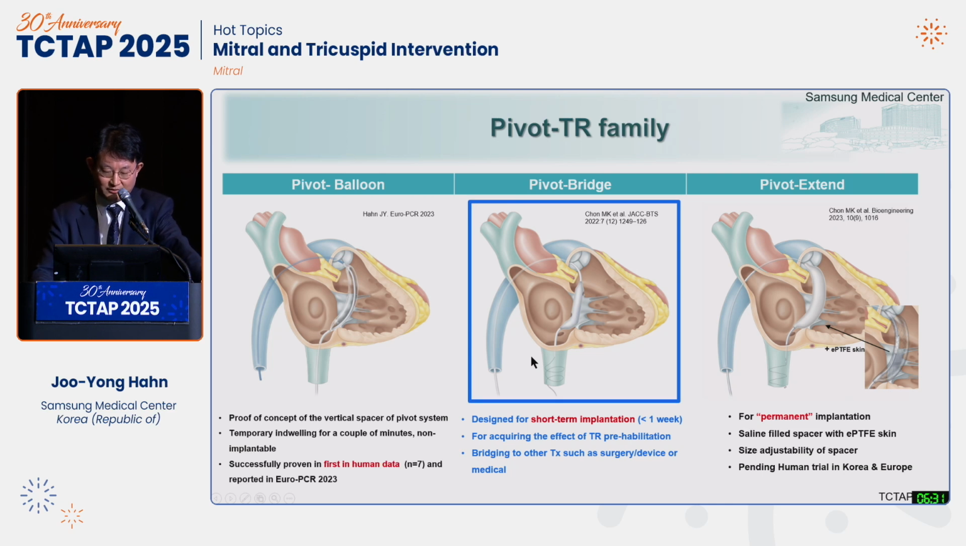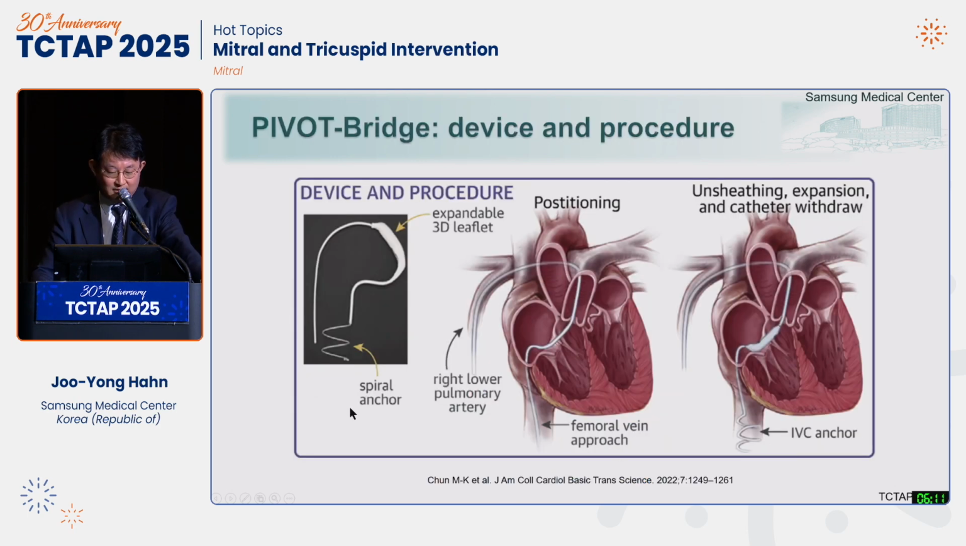Today, I would like to focus on the Pivot Bridge system. It was designed for short-term implantation, typically less than 1 week. It can bridge to other treatments such as surgery, device, or medical treatment by effective TR reduction. It consists of a 2-part pivot axis and expandable 3D leaflet.